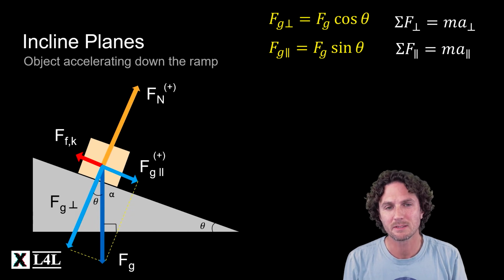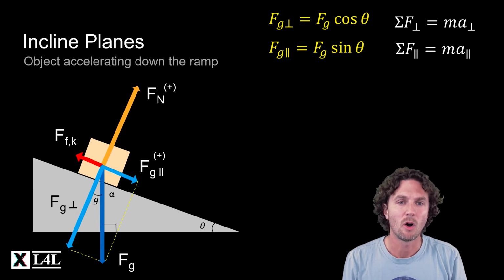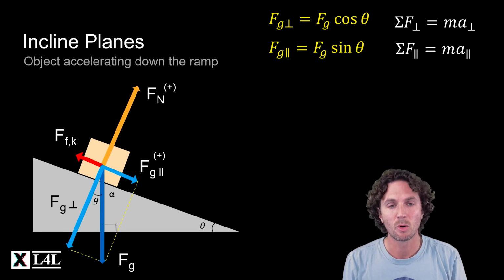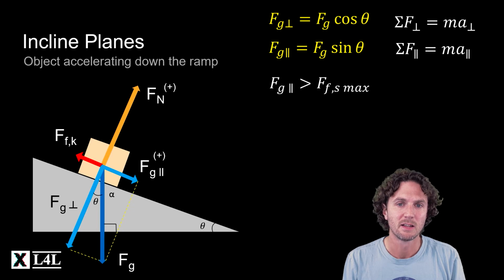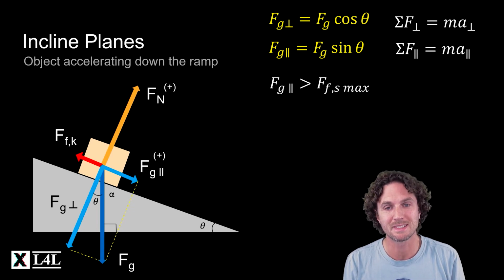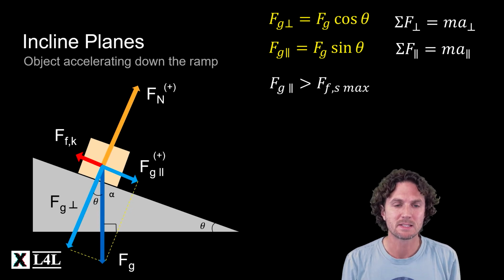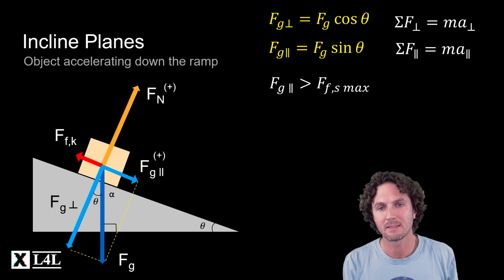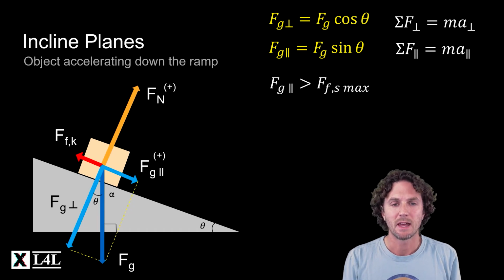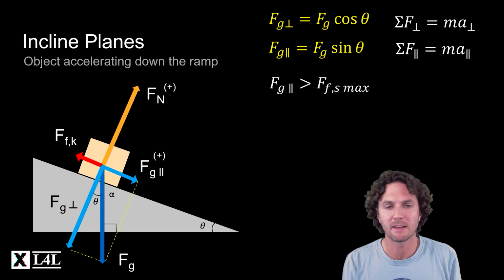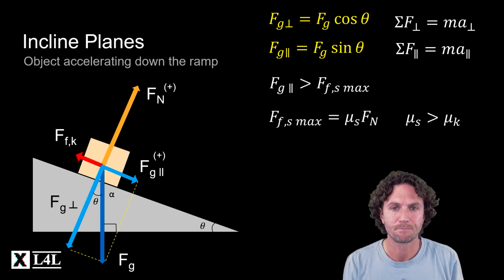So now we have an object that's accelerating down the ramp. All of our force of gravity components and summing of the forces in Newton's second law can be broken up in the exact same way that we were just referencing for an object at rest. The only difference now is that the force of gravity parallel is greater than the maximum static friction force, and therefore the object will accelerate in that direction down the inclined plane.